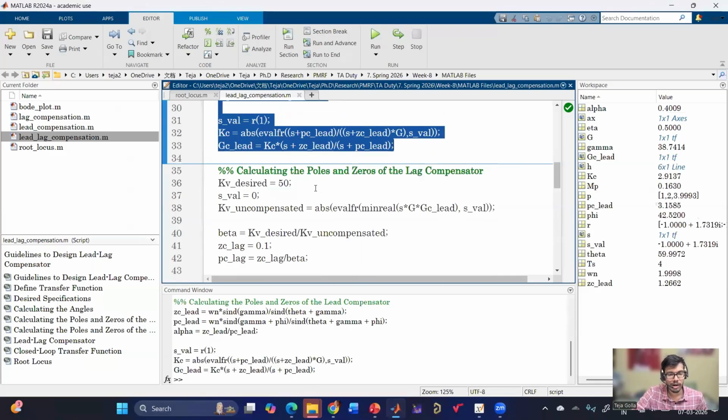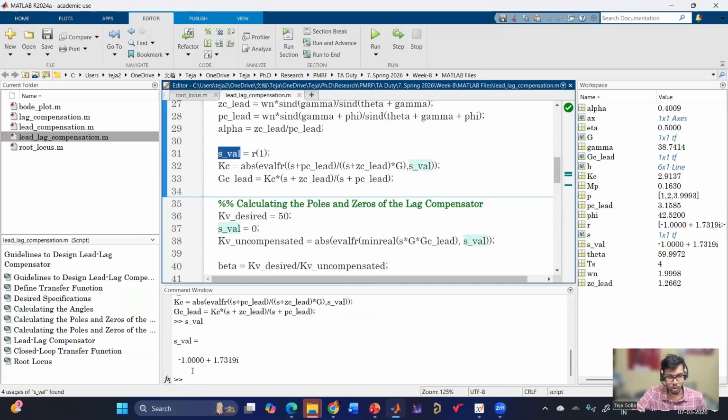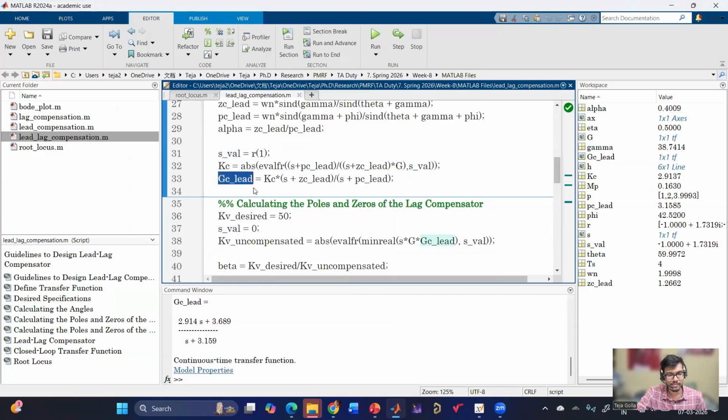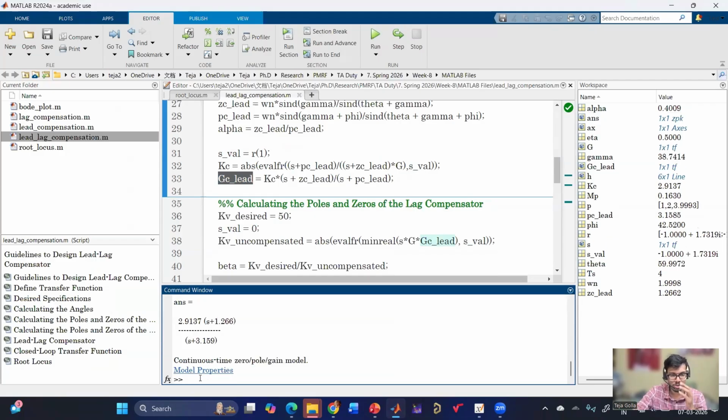Yeah. So if you see as well, it is that closed loop pole, and at this as well, we are calculating the gain, and then that should be 1. So based on that, I can get Kc. And then if you see my ZC lead, it is this. So ZPK of GC lead is given by this. So this is the gain and these are the pole locations.